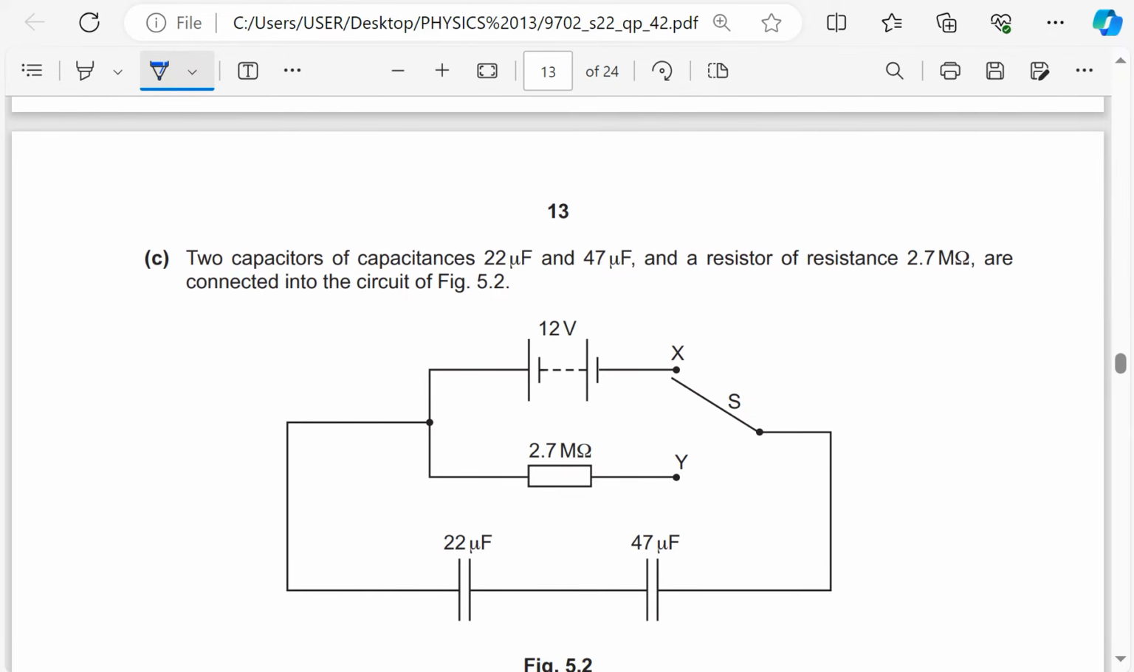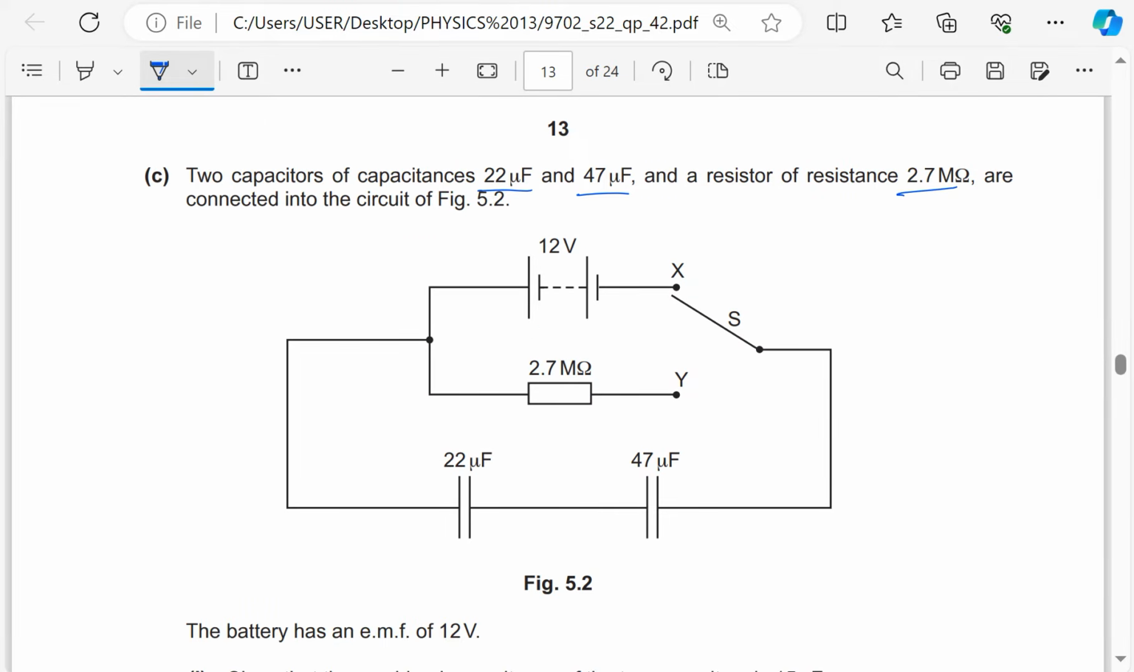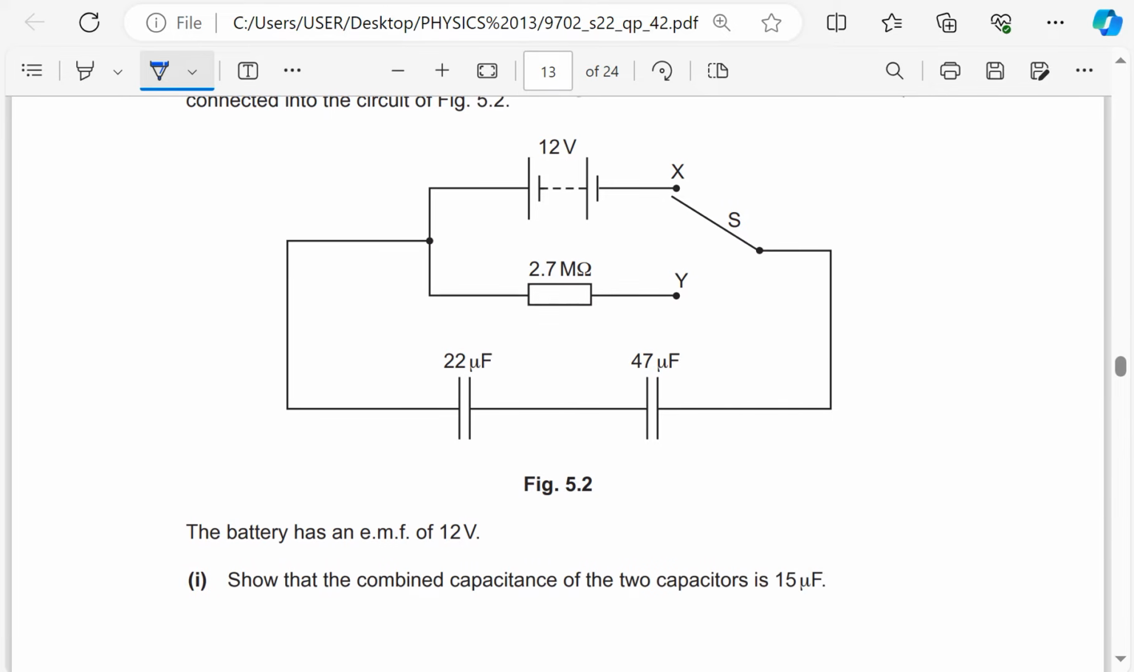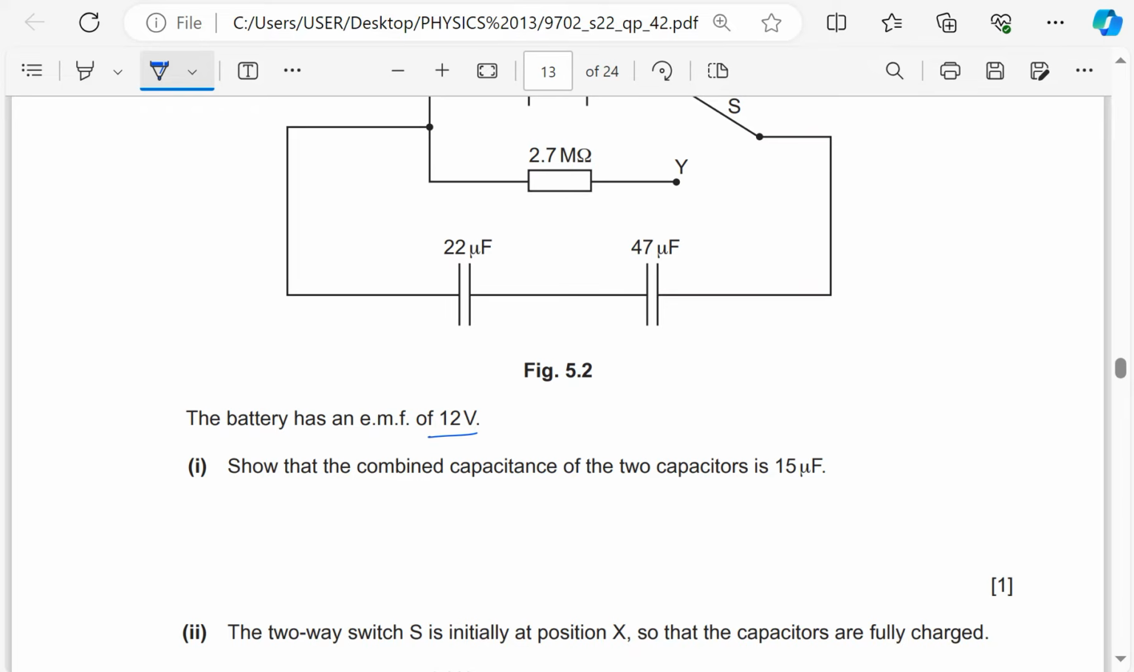Then two capacitors of capacitance 22 microfarads and 47 microfarads and a resistor of resistance 2.7 megaohms are connected into the circuit of the figure shown. Okay, so that is figure 5.2. The battery has EMF 12 volts. Show that the combined capacitance of the two capacitors is 15 microfarads.